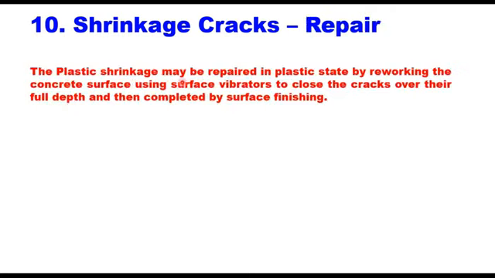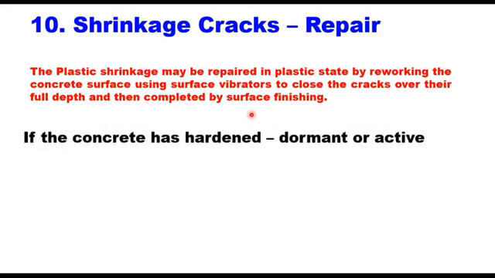The plastic shrinkage may be repaired in the plastic state by reworking the concrete surface using surface vibrators to close the cracks over their full depth and then completed by surface finishing. If the concrete has hardened, then you have to see whether these cracks are dormant or active. Dormant cracks are stable and future movement is not anticipated, or in other words, unlikely to open, close, or extend further.